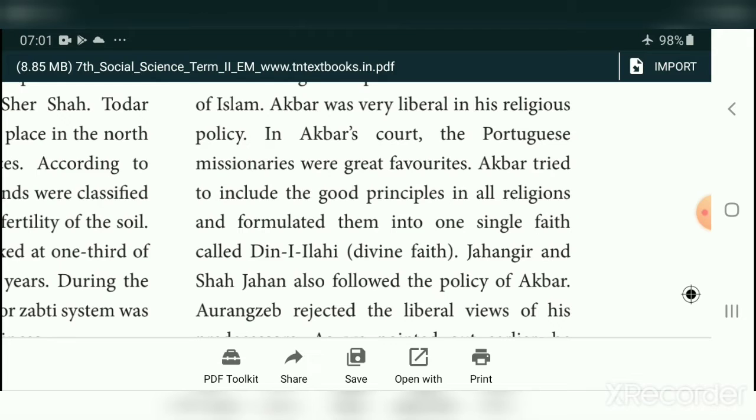Akbar tried to include the good principles in all religions and formulated them into one single faith called Deen Ilahi. Underline the words, very important. Deen Ilahi means divine faith. He collected all the good principles from all religions and established a new religion called Deen Ilahi.